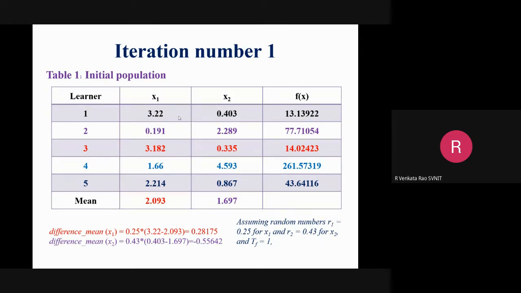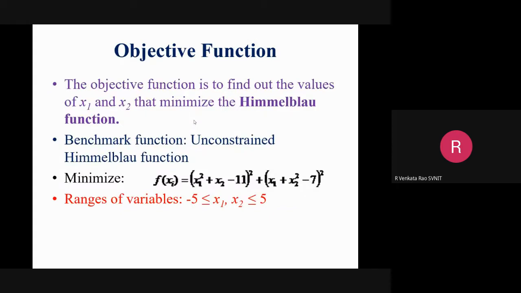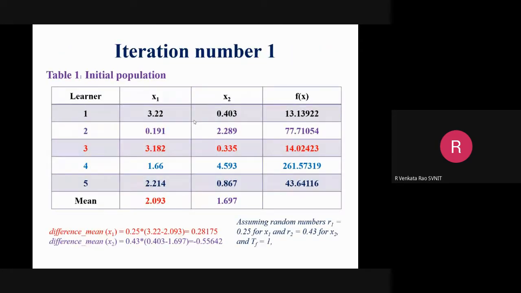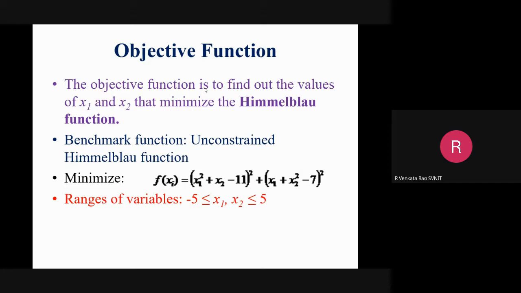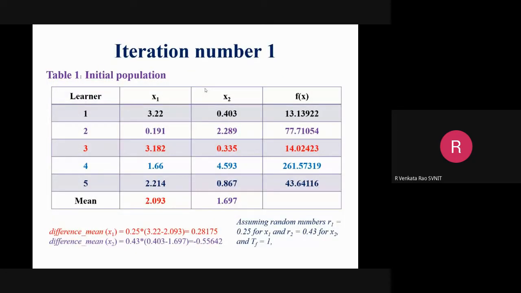And please remember, these x1, x2 values for all these 5 learners are generated randomly. What are the ranges of these variables x1 and x2? -5 to 5. They can take any value between -5 and 5. So randomly I have taken some values within the given range. Incidentally, the randomly taken values are all positive, but as x1 and x2 can take any value between -5 and 5, some of the values can be negative also. When you write the program and specify the ranges of the variables, randomly chosen values will be written here for x1 and x2. Then substituting these values of x1 and x2 in the objective function f(x), we get the last column.